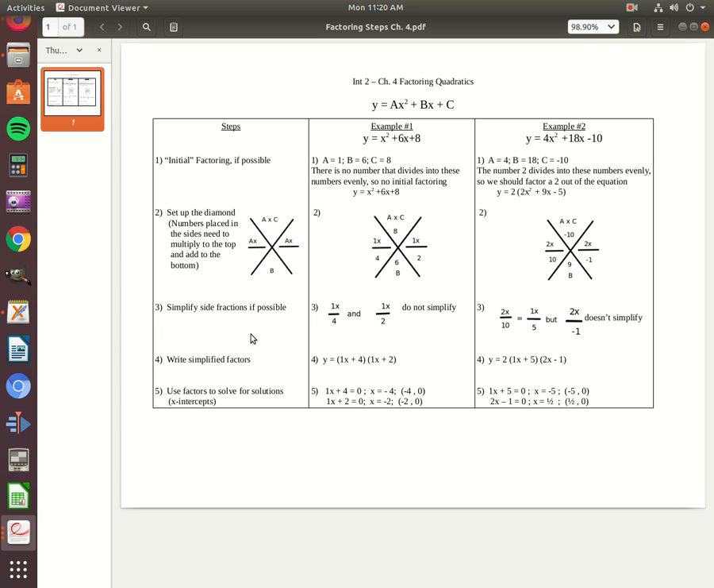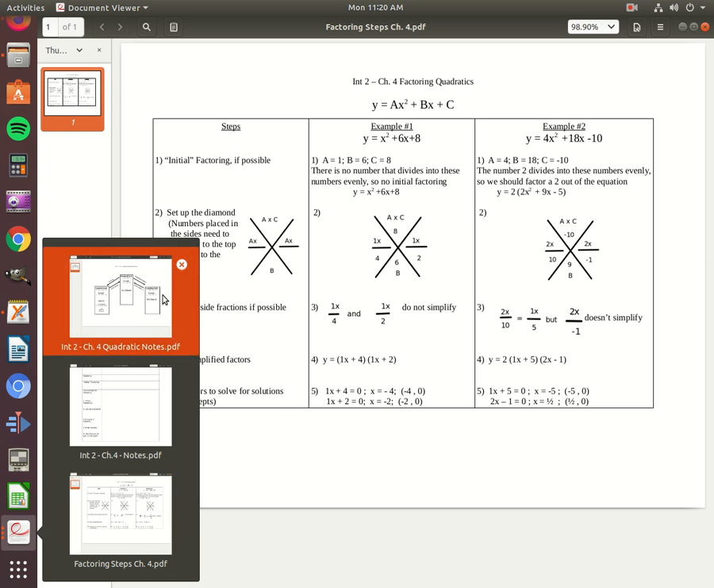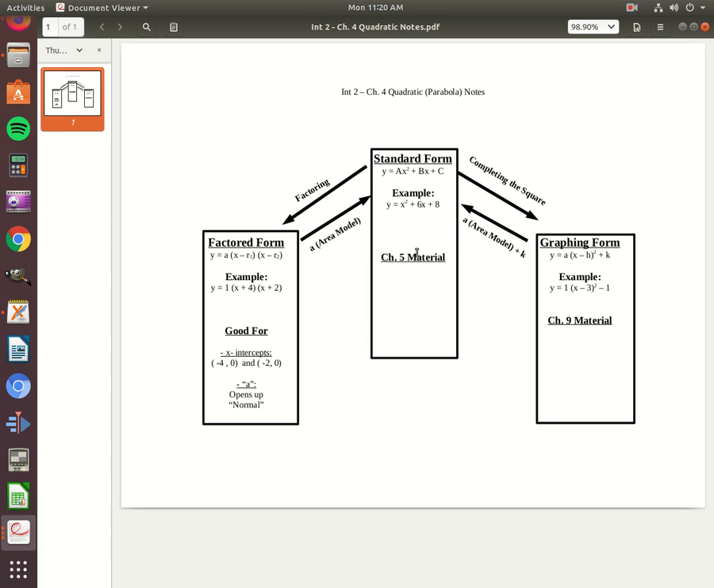The one that you get in chapter 5 will have 3 extra steps. And those 3 extra steps will include different things about the standard form. And then you'll get another one in chapter 9, but it'll be completely different, and it'll be the steps on how to complete the square.